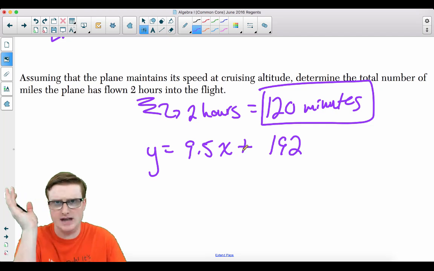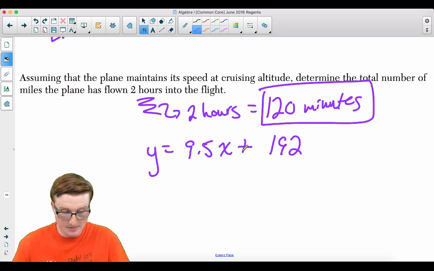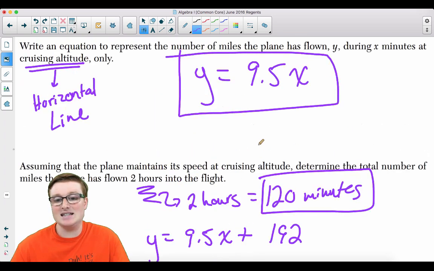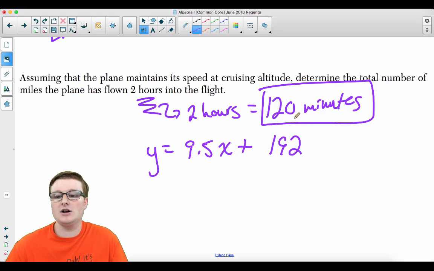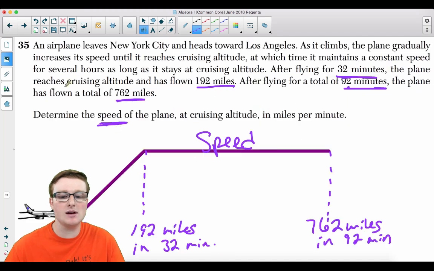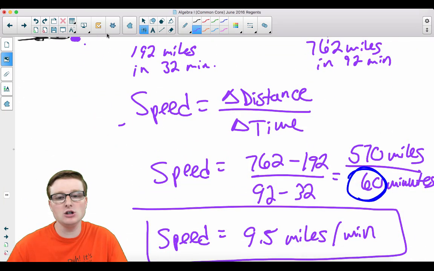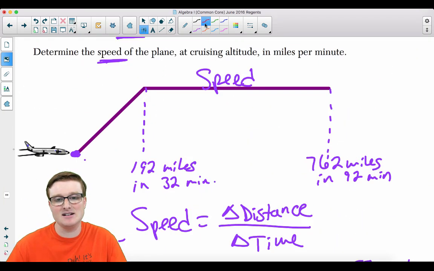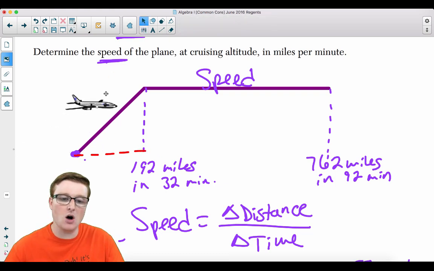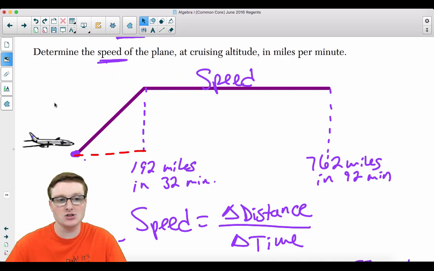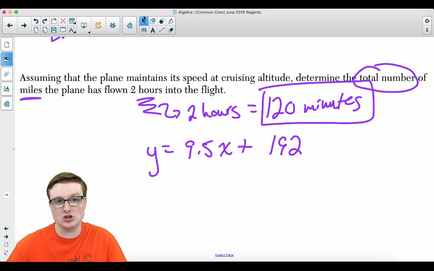Now, what just happened? Well, let me explain. y is equal to 9.5x. That is the cruising altitude function. They're talking about the total number of miles. You need to take into account that the plane flew a distance of 192 miles to begin with. So as it was taking off to reach its cruising altitude, it traveled 192 miles. So we need to add that into the equation.